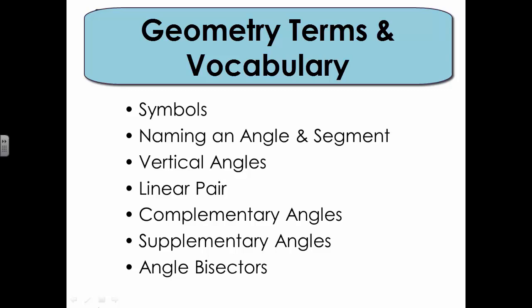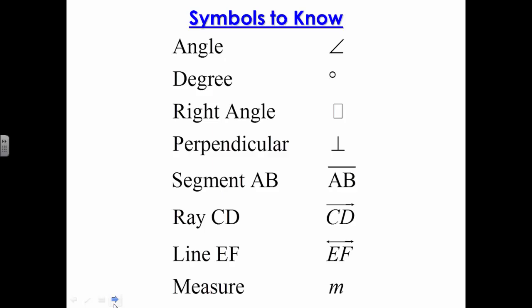In this lesson we're going to cover a lot of geometry terminology. Some of the terms you may have heard before, and some may be new. Make sure you write down any of these symbols that you're unfamiliar with. The angle symbol, degree symbol, right angle is usually a box, perpendicular is the upside down T.